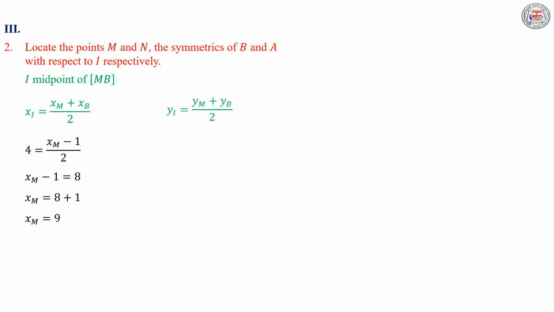yI is equal to (yM plus yB) over 2 since I is the midpoint of MB. yI is equal to minus 2 and yB is equal to minus 3. Then minus 2 equals (yM minus 3) over 2. Then yM minus 3 equals 2 times minus 2 equals minus 4. Then yM equals minus 4 plus 3. Therefore, yM equals minus 1. Then the coordinates of M are (9, -1).